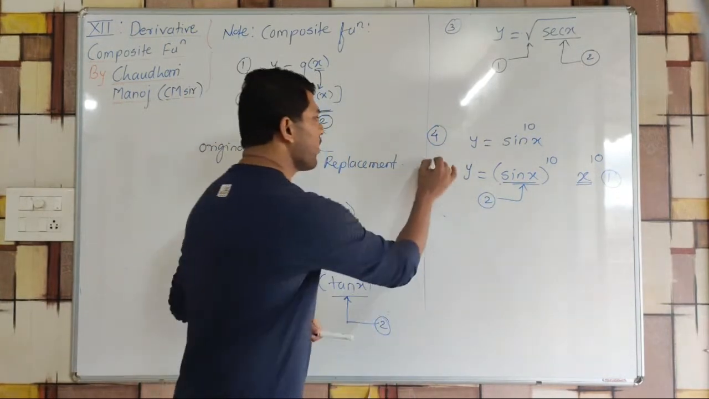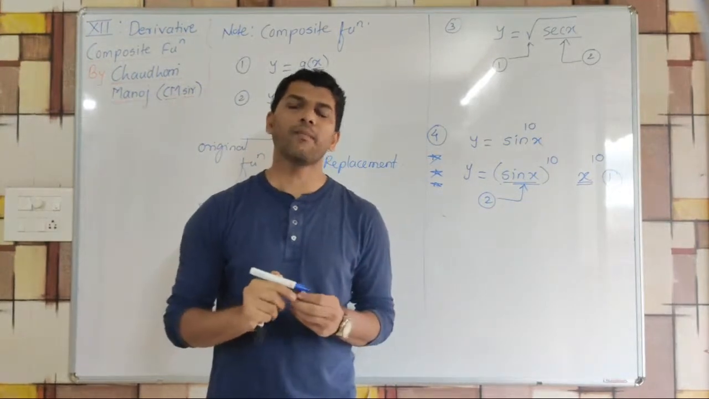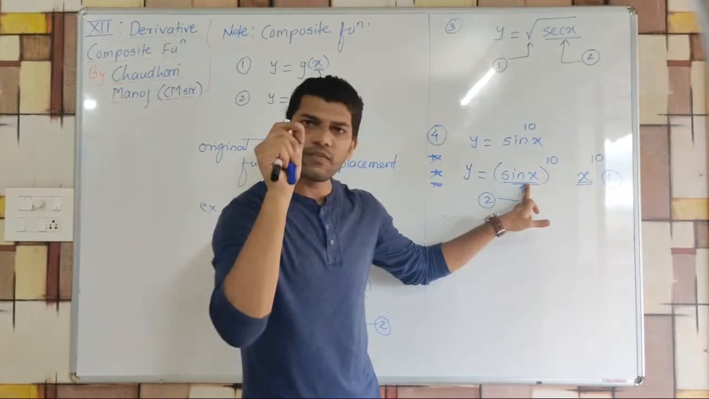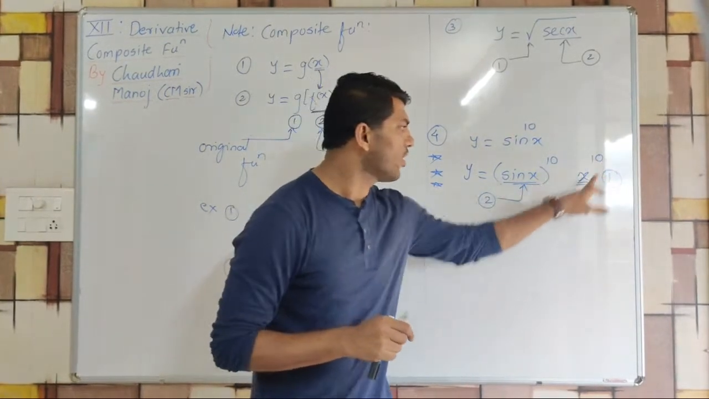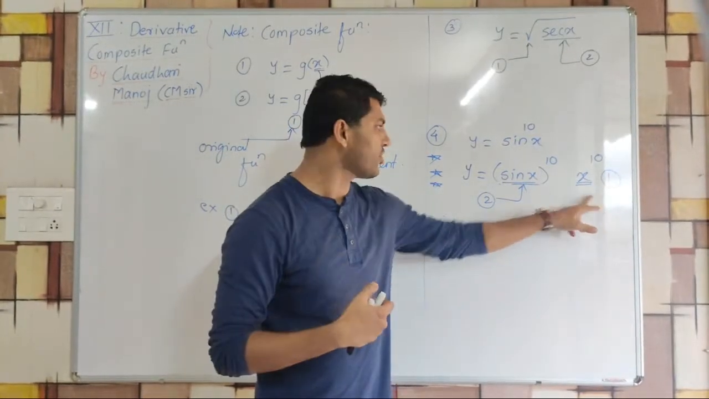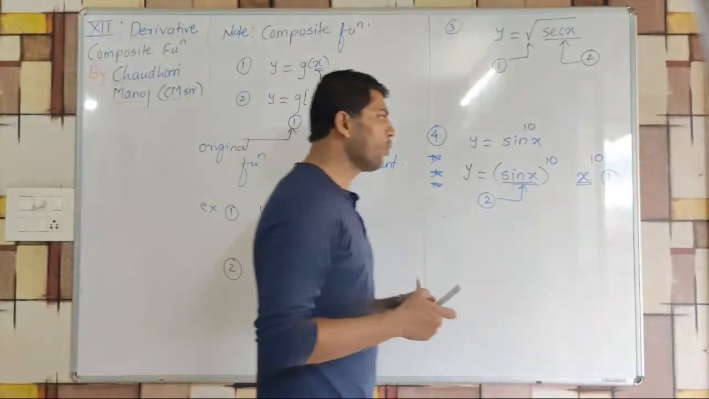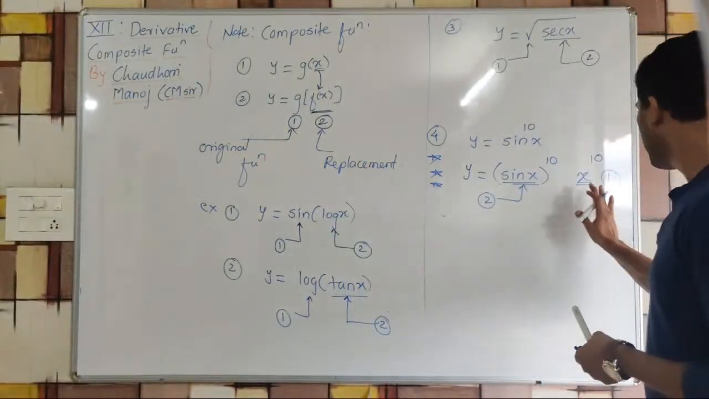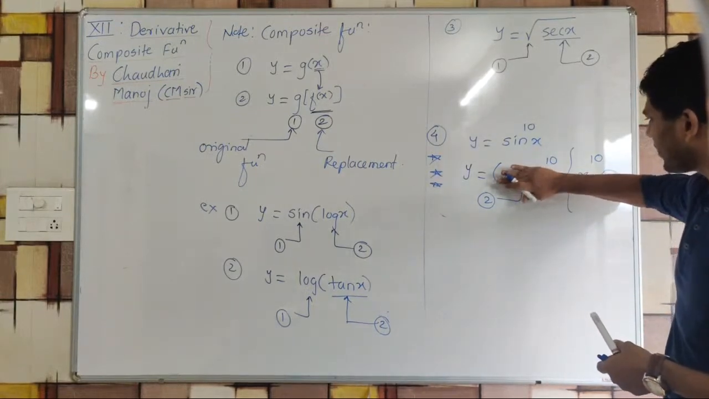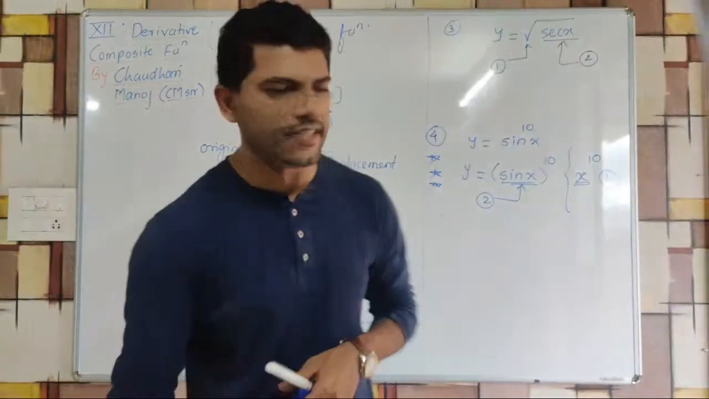This is something different, so you have to mark this as a very offbeat case. Always remember here, sine x is not the first one. Here the first thing is x raised to n. So x raised to 10 is the first, the standard function, and the replacement for x is sine x. You have to treat it as the second one in the composite list. So read x raised to 10 as the first one, and sine x, which is a replacement, as the second.